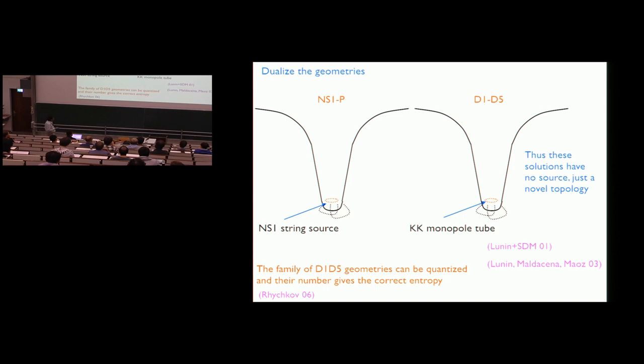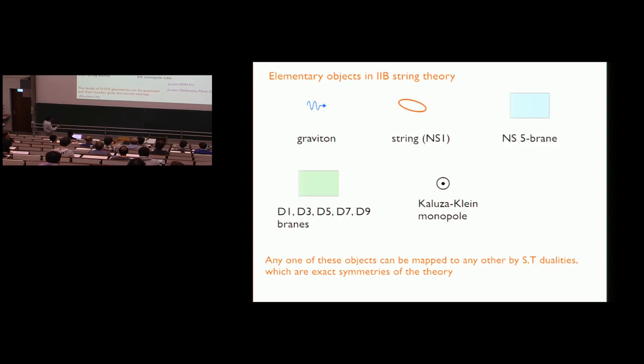And so let me just remind you what a KK monopole is. You remember we had a list of all the elementary objects in string theory. You had the graviton, then some strings and branes. But one of them was the Kaluza-Klein monopole, and this is actually just a smooth topological knot in space-time. There's no source, no singularity, just a solution of Einstein's equations, but with no source, and it's completely smooth, but has a non-trivial topology.